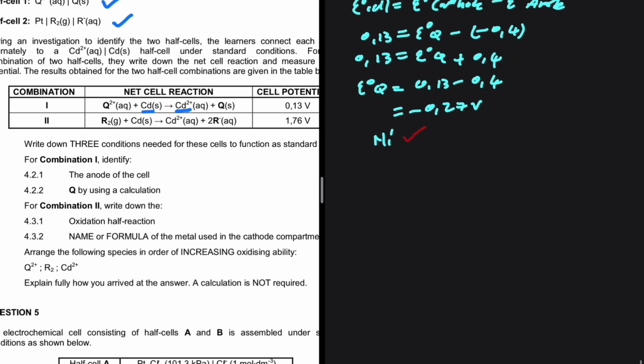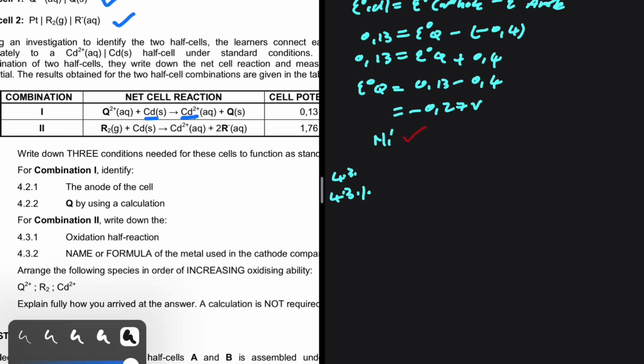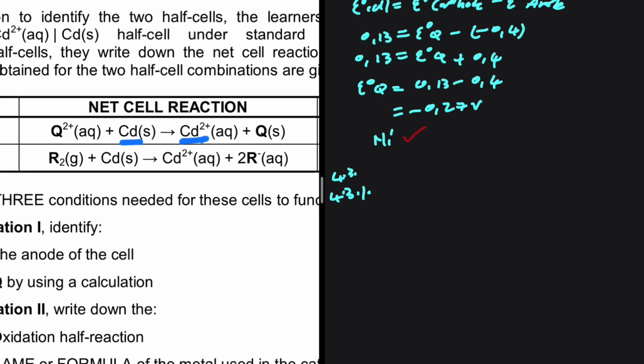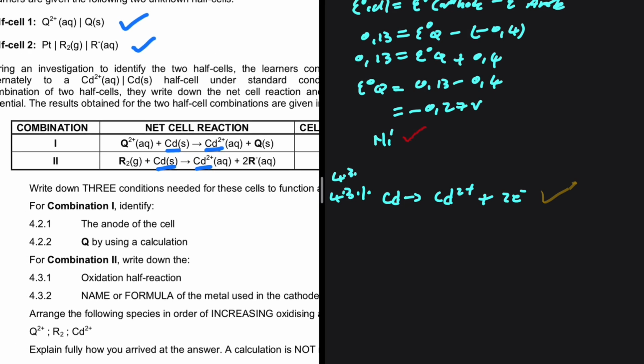Let's go ahead and take a look at 4.3. In 4.3, we're interested in our second combination. And 4.3.1, the oxidation half-reaction. What happened in reaction 1 is still happening in reaction 2. Cadmium is losing electrons. So that is our oxidation half-reaction. We're going to have cadmium giving us cadmium 2 plus and 2 electrons as our oxidation half-reaction. That is 4.3.1.